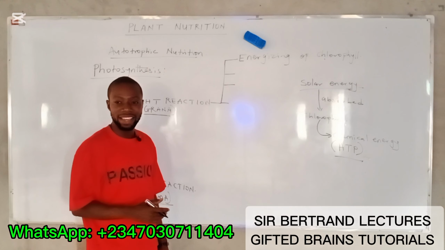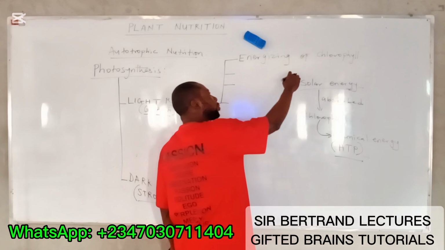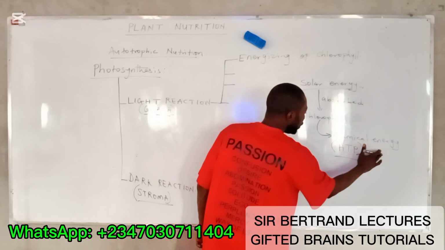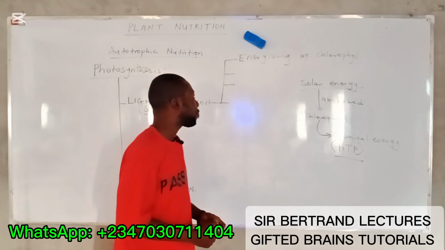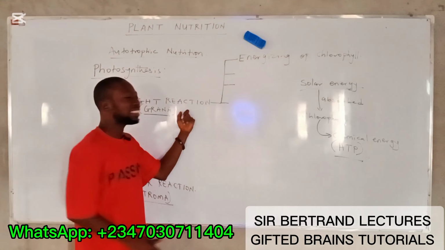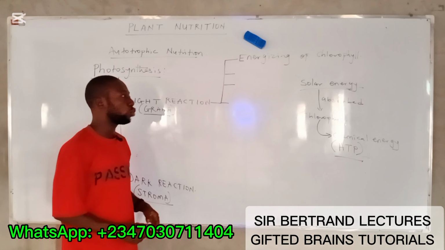Am I making sense here? Alright. So that is what chlorophyll does. It absorbs solar energy from the sun and converts it to chemical energy in form of adenosine triphosphate. And that is the first event that occurs in the light reaction. Remember, light reaction occurs in the grana of the chloroplast.